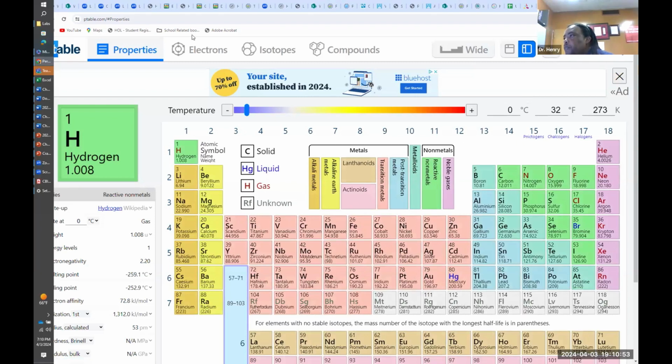So we're going to be basically paying attention to the octet, right? And when I talk about the octet rule, we're talking about stability. So at the end of the day, everything wants to be like the noble gases for the most part. Transition metals are going to be our little exception.